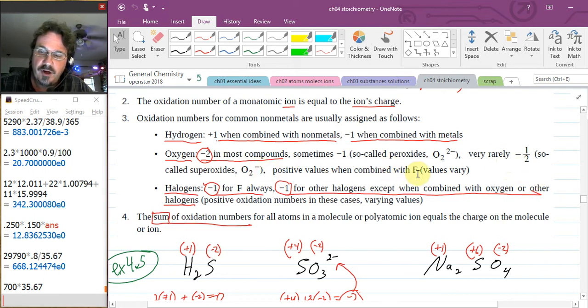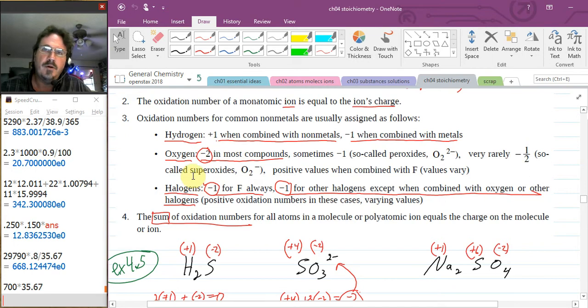Positive values when you're combined with fluorine. So you can actually have oxygen in a positive oxidation number instead of negative. Not very common, but it can happen. Alright, so keep that in mind. Yeah, we do have exceptions for oxygen, but almost always -2. It's always kind of your go-to thing when you see an oxygen.